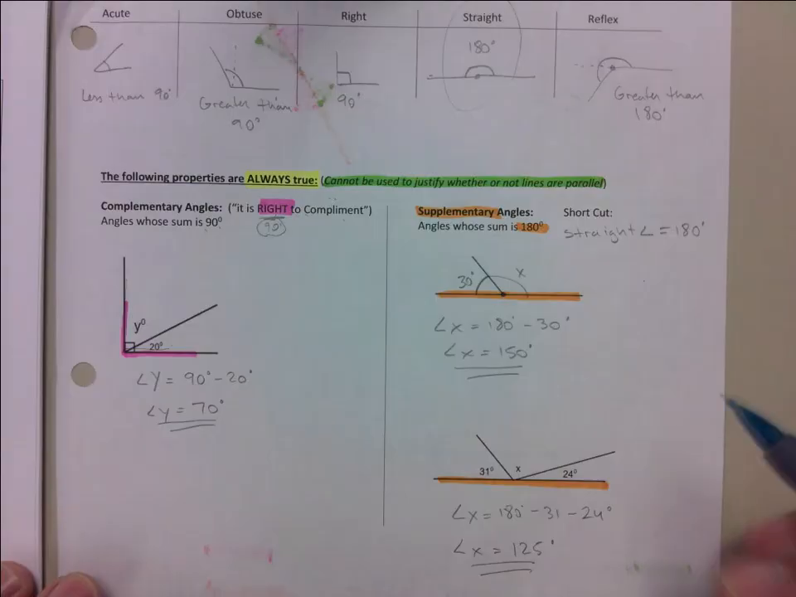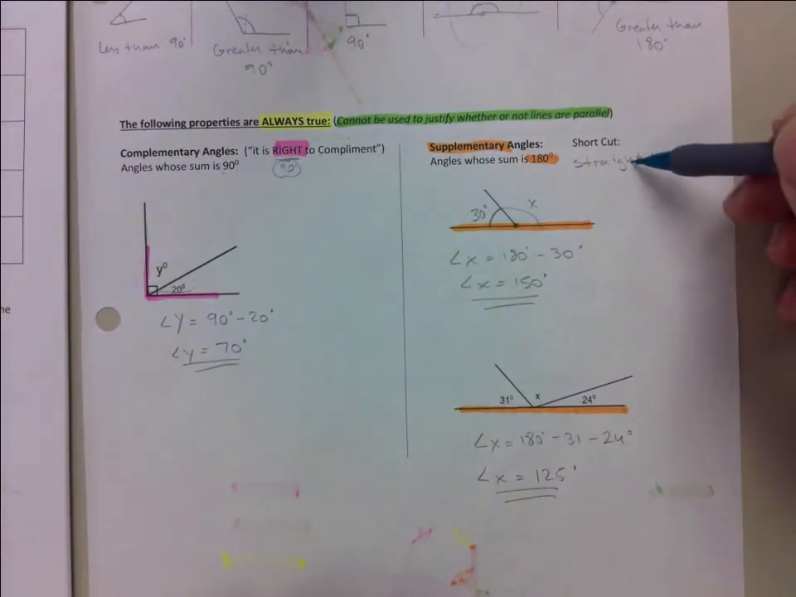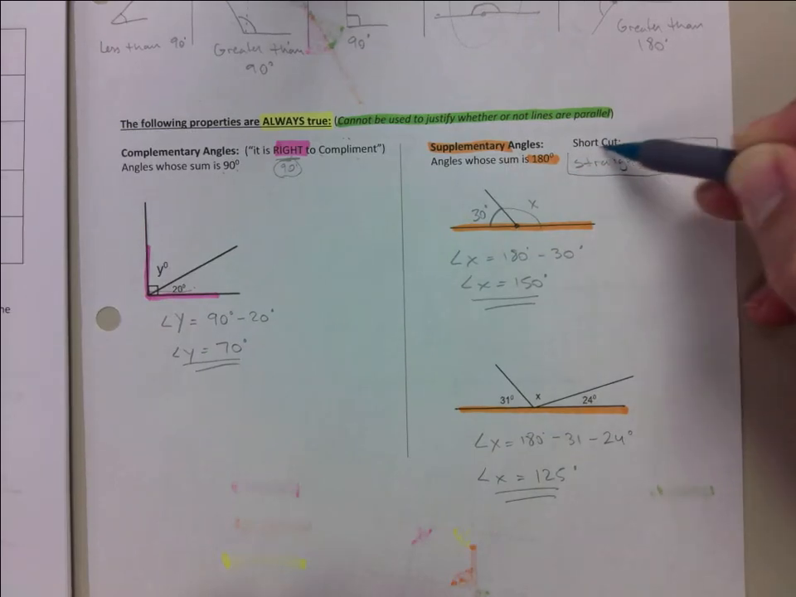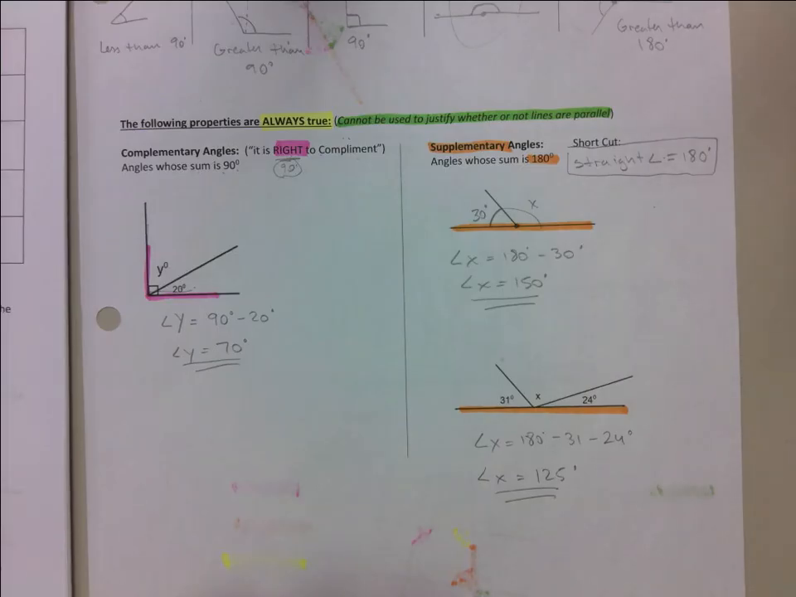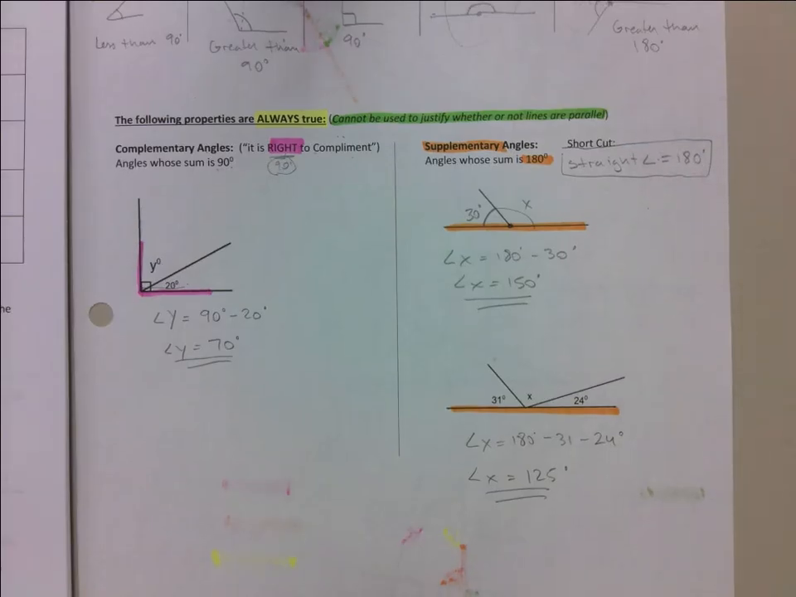Then you have your supplementary, which I call the hat. Okay, a straight angle is always equal to 180. This is the shortcut I use quite often to justify. We're going to do a lot of justifying. I don't know if I use this exact same one for your notes, so your notes might be a little different than this, but this is the shortcut here for that. I use that a lot.